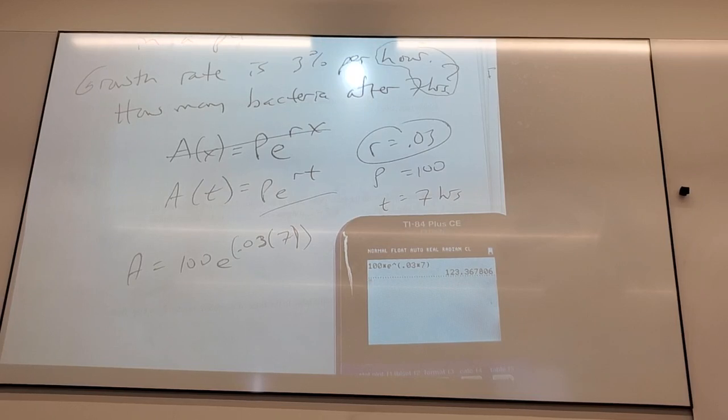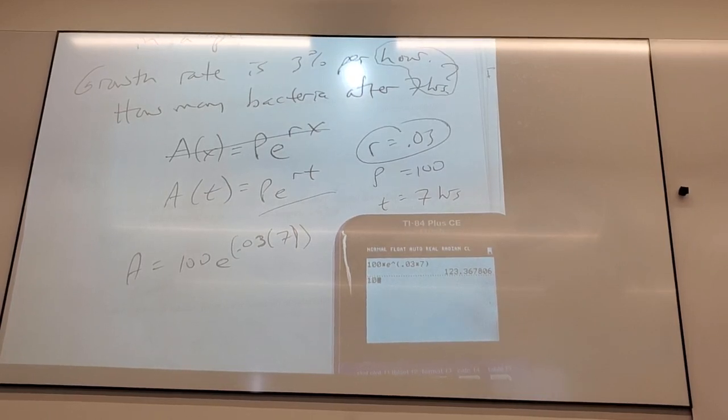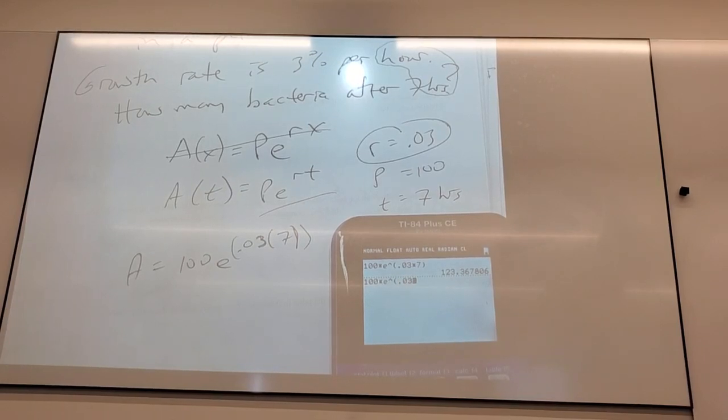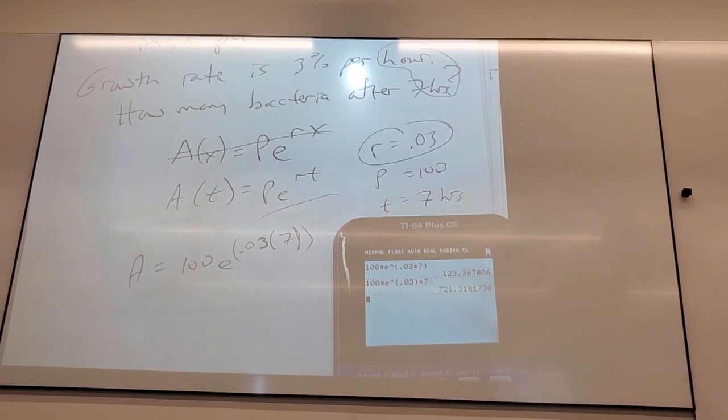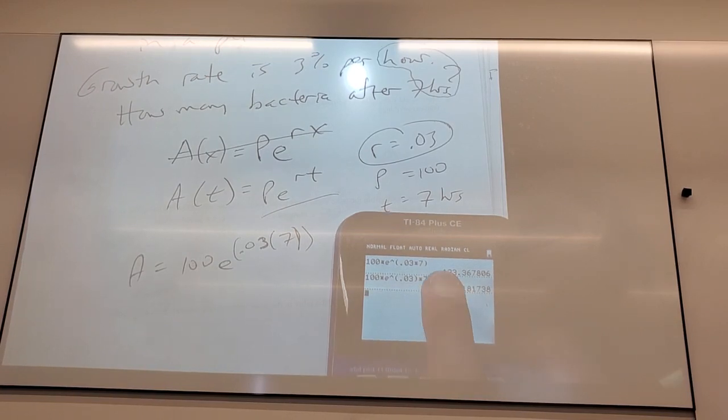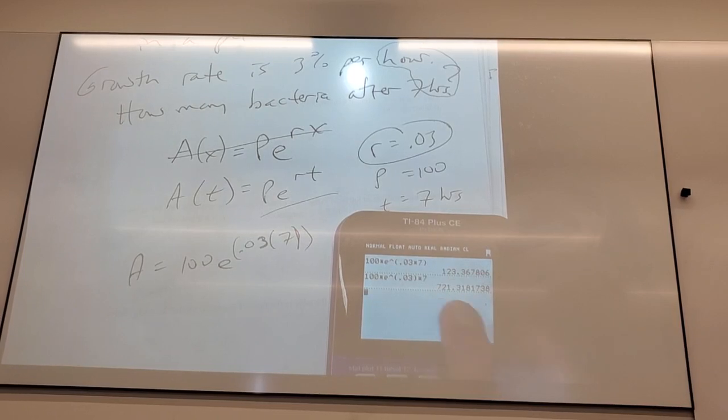And of course you get the same answer. You guys with me? The thing you want to be careful about is don't do this: 100 times e to the 0.03. Well, this is nice because it opens a parenthesis for you. But you don't want to do this because what that does is it does this, and then it multiplies all of that by 7. Very different answers, right? That 7's got to be in the exponent. You don't want to come out of the parentheses. Okay.